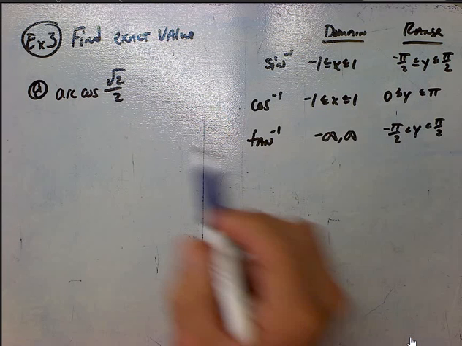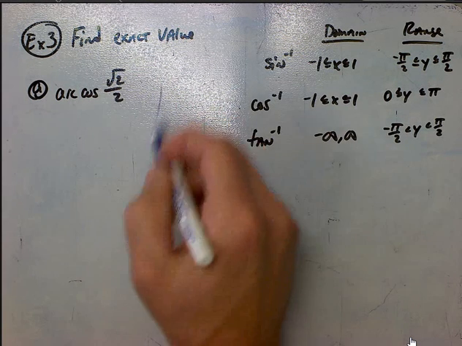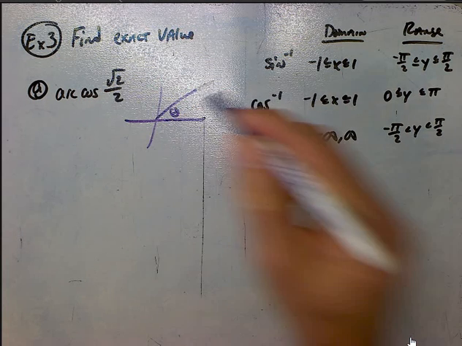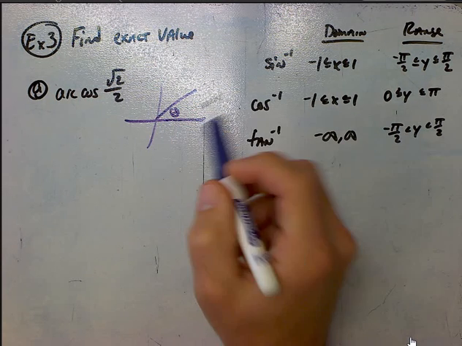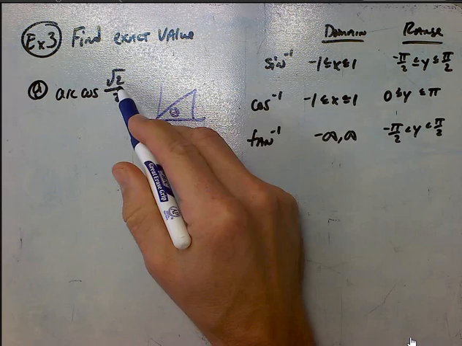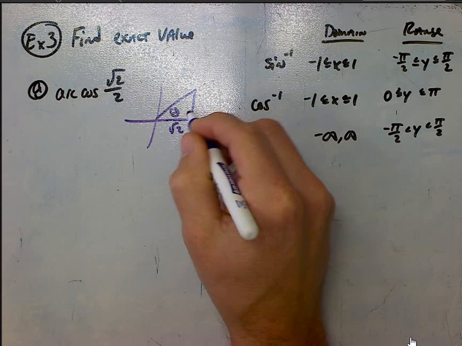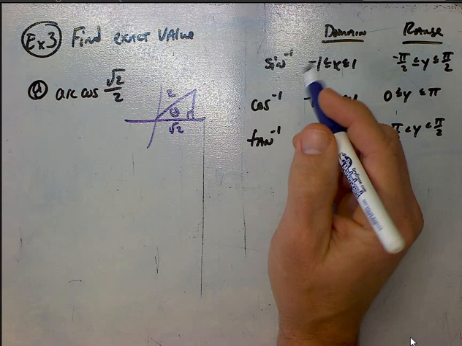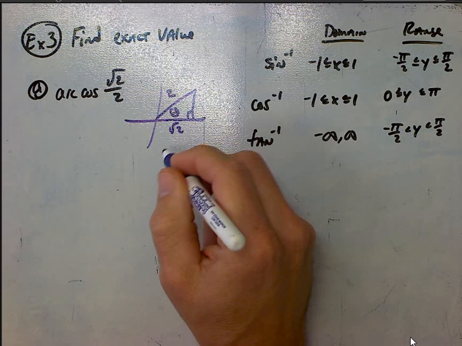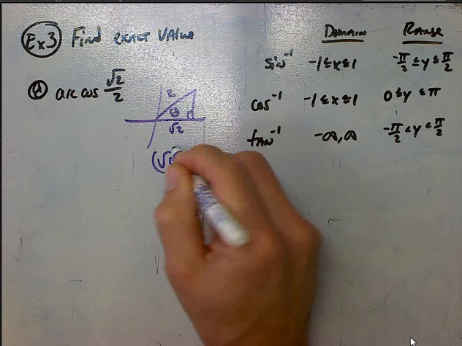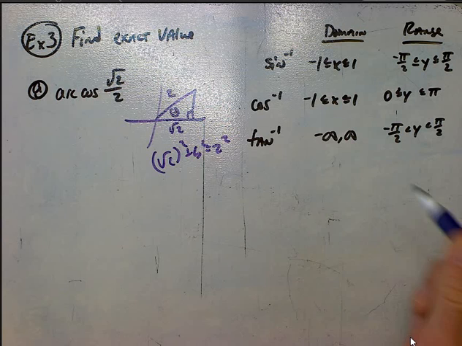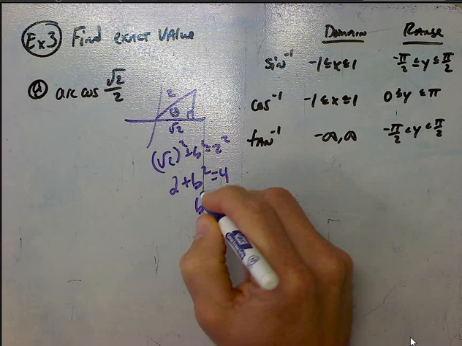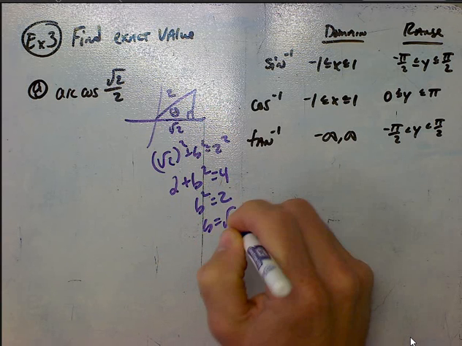Alright, so to find the arc cosine of square root 2 over 2, I know square root 2 over 2 is a first quadrant angle, because it's positive in the first quadrant. So cosine is adjacent square root 2 over hypotenuse 2. To find the other side, a squared plus b squared equals c squared. Square root of 2 squared is 2, plus b squared equals 4. Subtract 2 to get 2, so b is the square root of 2.